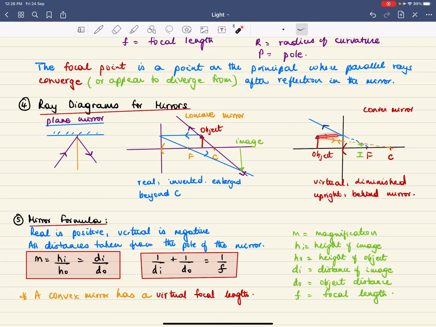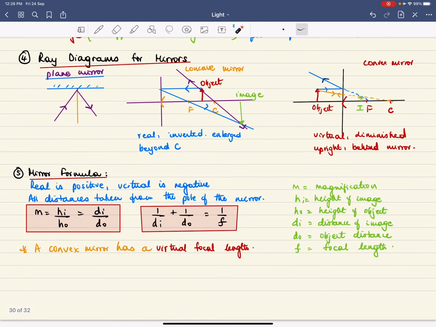Any ray parallel to the principal axis appears to come from the focal point. And any ray going through the center of curvature will go along the same straight line. And where the two rays appear to meet, you get this tiny little image there.